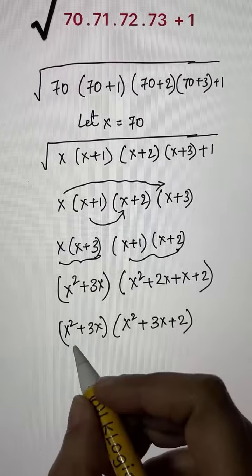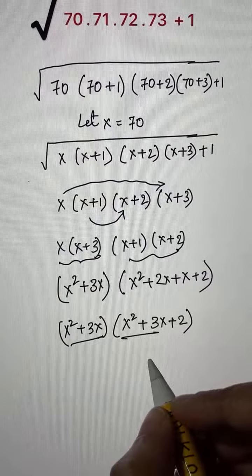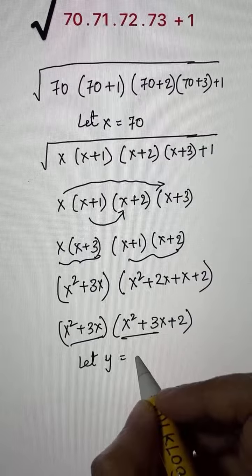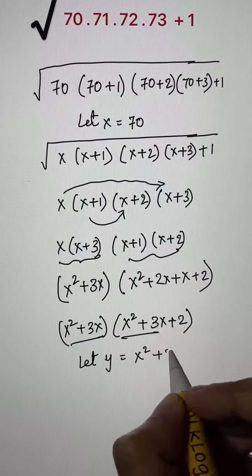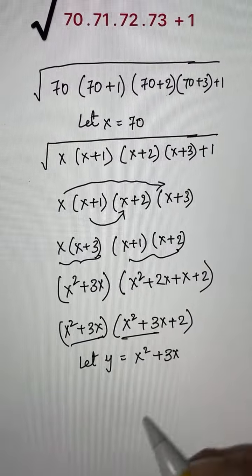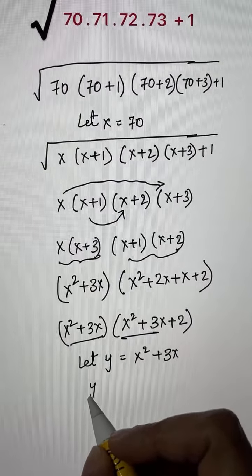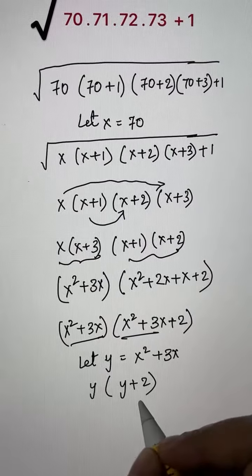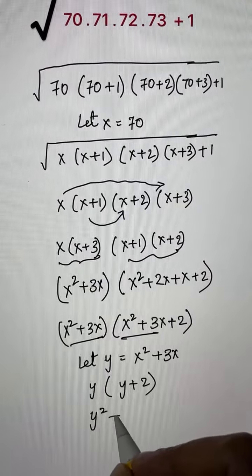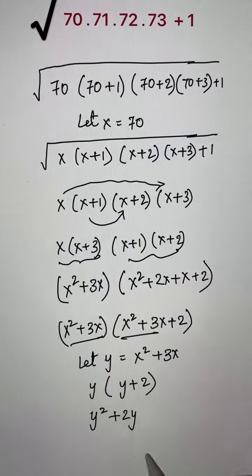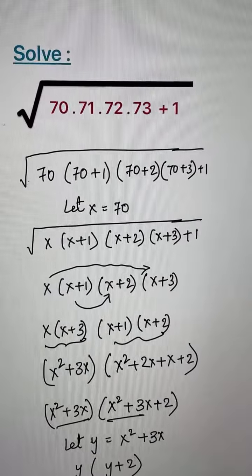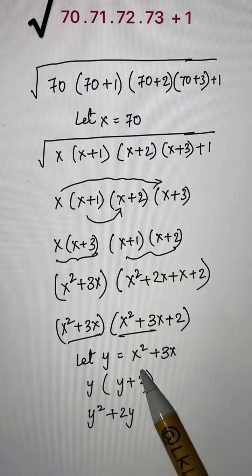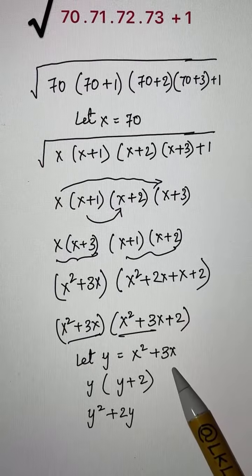Okay, now we're going to assume one more thing. You can see this part and this part are common in both, so I'm going to assume that it is equal to y. Let y be equal to x squared plus 3x. Again, right? Now that will become easy, don't worry. It becomes y times y plus 2. Multiplying them, y squared plus 2y. What did we assume here? y is x squared plus 3x, isn't it?